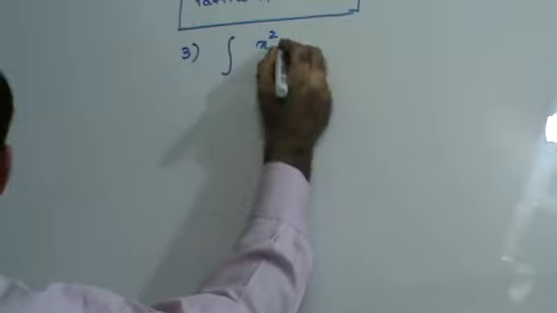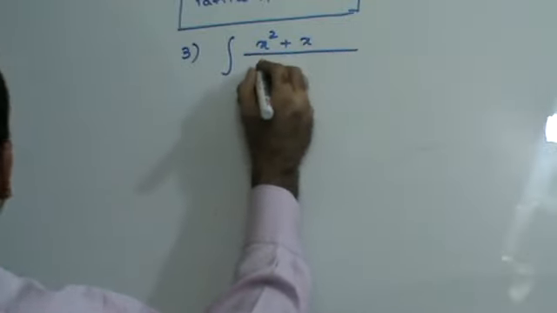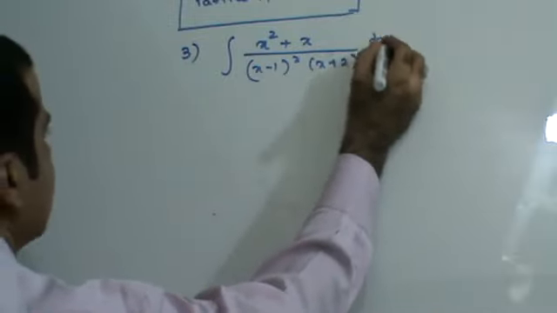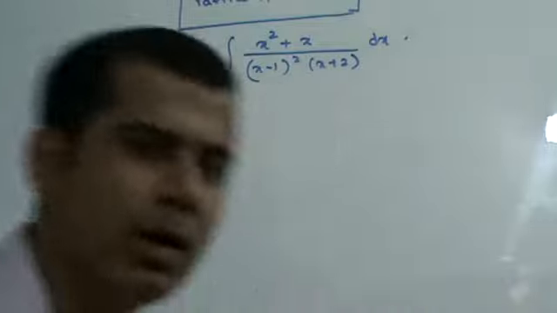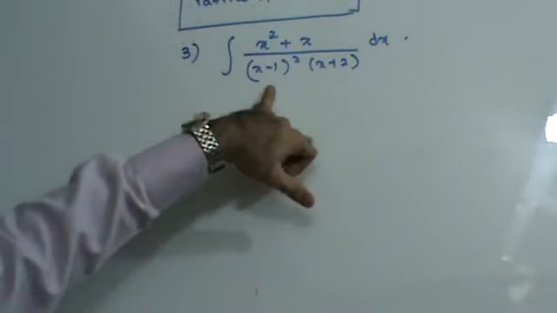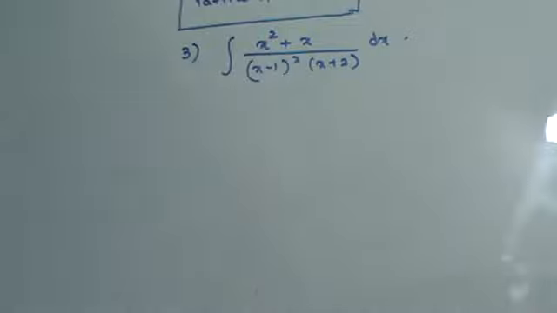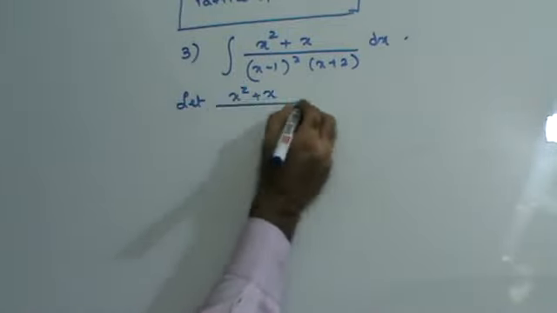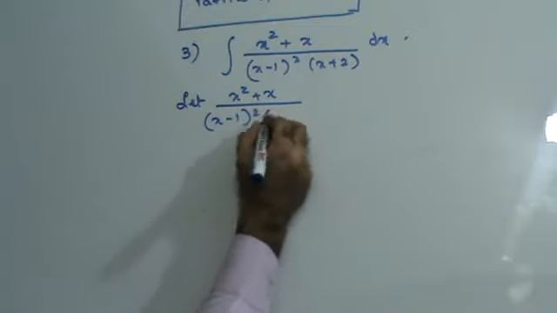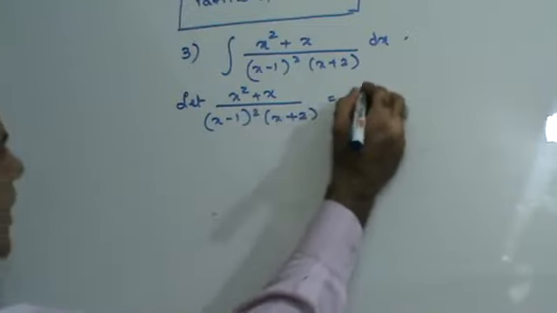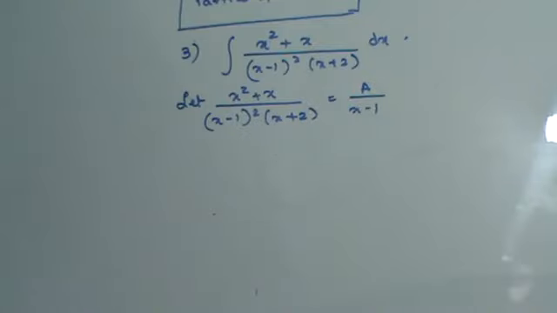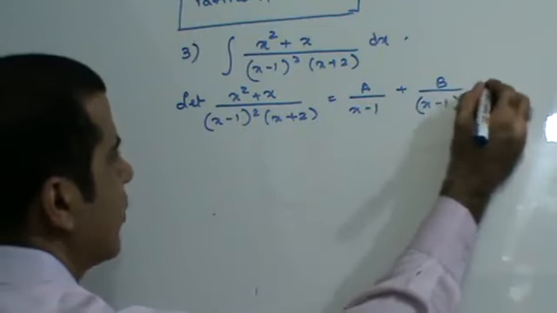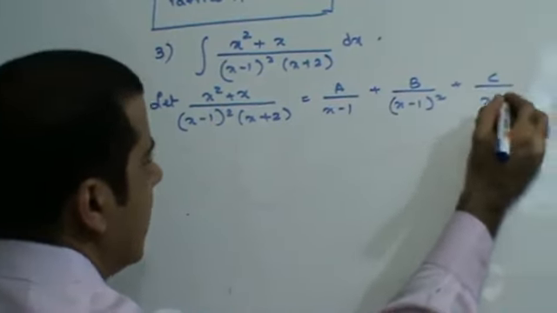Integral of x square plus x upon x minus 1 the whole square into x plus 2 with respect to x. Now here you have two factors out of which one is repeated, one is not repeated. Let's see how do we do this. You will say let x square plus x upon x minus 1 the whole square into x plus 2 be equal to a upon x minus 1 plus b upon x minus 1 the whole square plus c upon x plus 2.